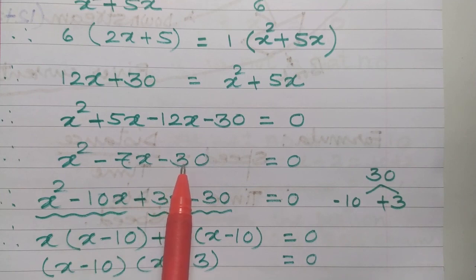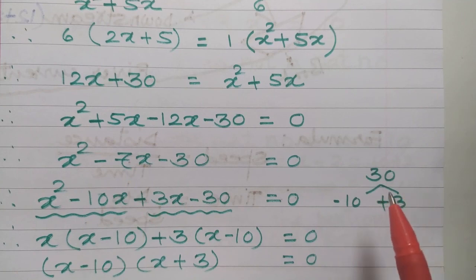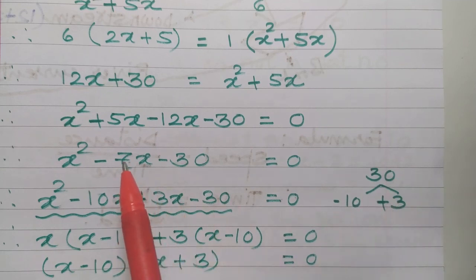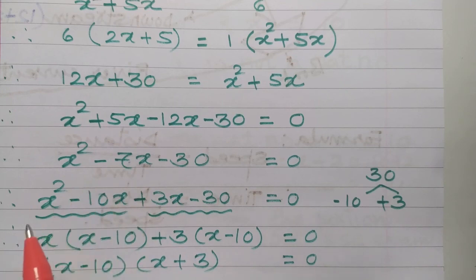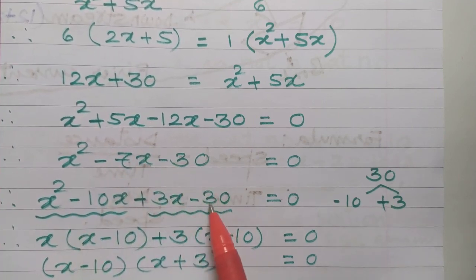Factorize 30 so as to get the difference as 7. The possible factors I have written here: 10 threes are 30 and 10 minus 3 will give us 7, which is our middle term. So splitting the middle term, x square minus 7x can be written as minus 10x plus 3x. Minus 10x plus 3x gives us minus 7x. Minus 30 is equal to 0.